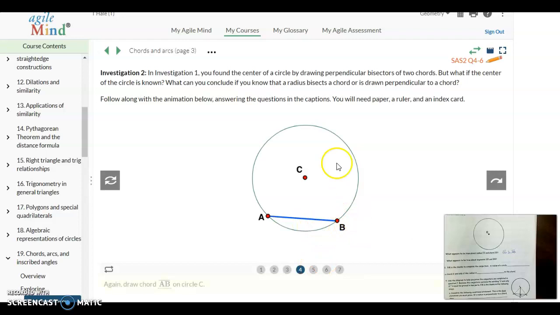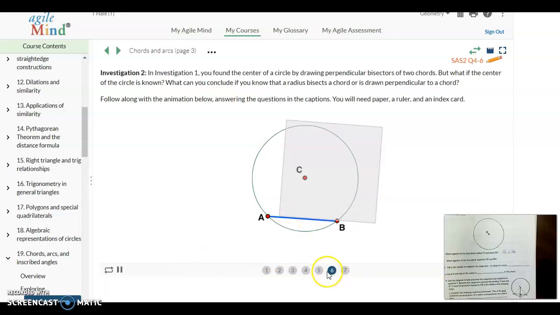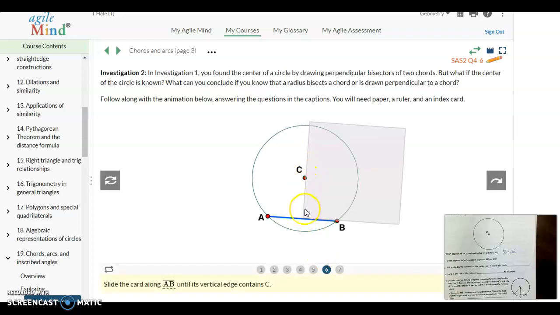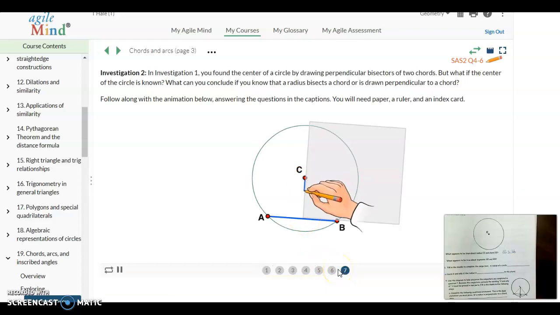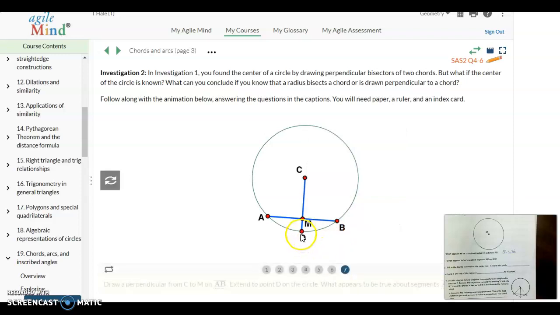Okay, so we're going to look again at circle C. We again have the same chord, segment AB, on that circle C. And we are going to use a 90-degree corner of a sheet of paper. It's an index card. And we're going to slide it until it goes through the center. So now we have created a 90-degree angle with this segment that goes through the center of the circle. We're going to draw that segment and again continue it on to the circle. And when we created that 90-degree angle, this radius goes through the midpoint of that chord.